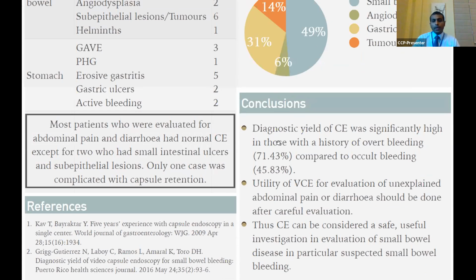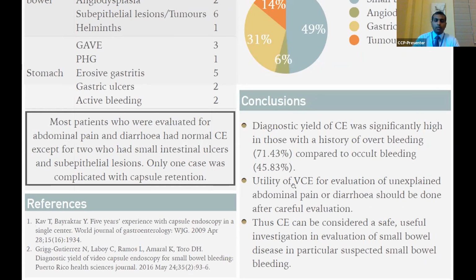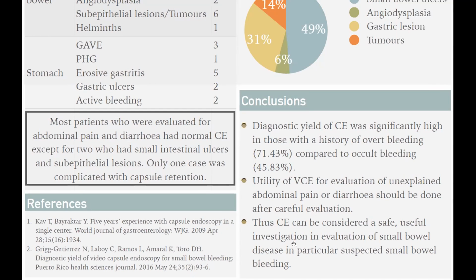In conclusion, the overall diagnostic yield of capsule endoscopy was about 58% in suspected small bowel bleeding, and it was comparatively higher with a history of overt bleeding compared to occult bleeding. The utility of capsule endoscopy for evaluation of unexplained abdominal pain or diarrhea should be decided after careful evaluation, because the diagnostic yield is going to be quite low. It can be considered a safe and very useful investigation in the evaluation of small bowel disease, particularly suspected small bowel bleeding. That is about my study, and I would like to take any questions.